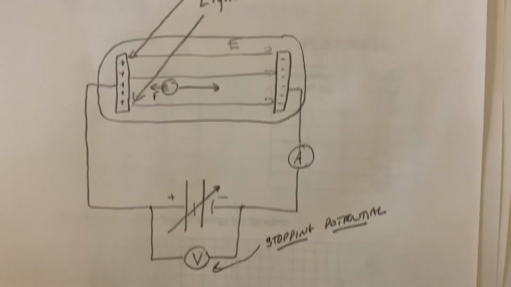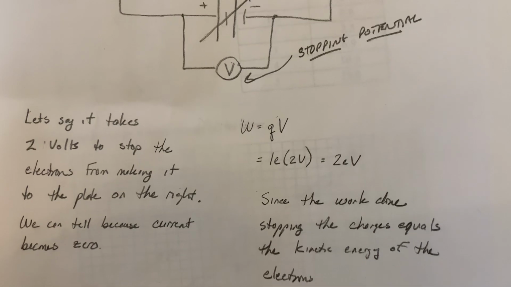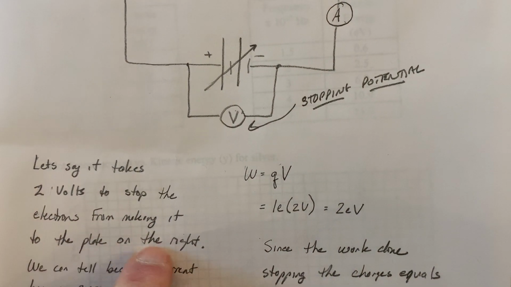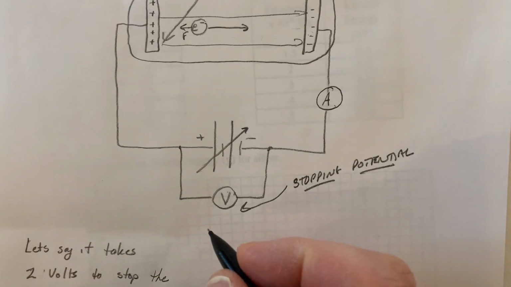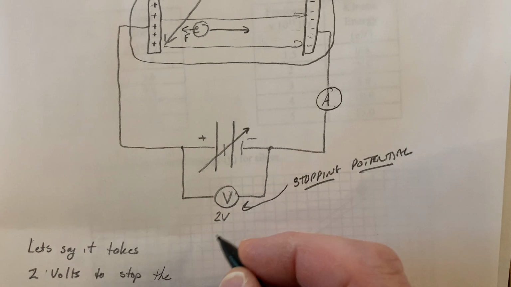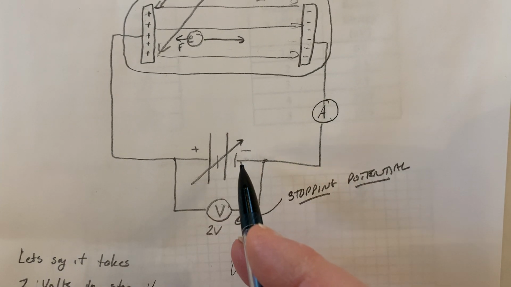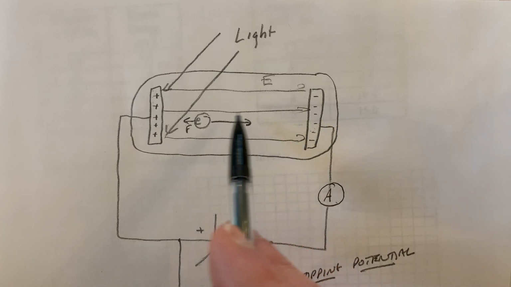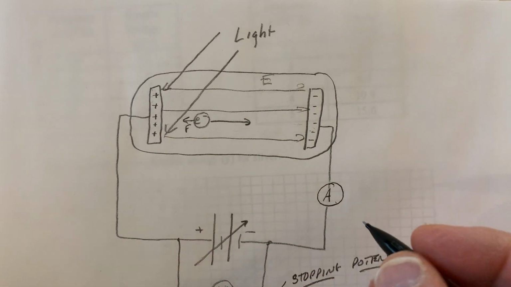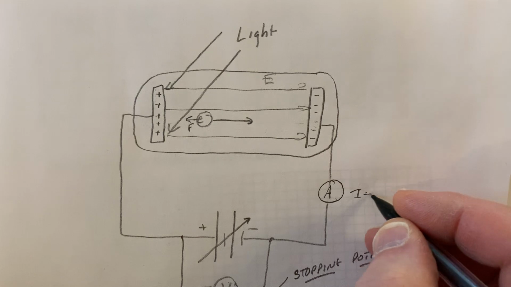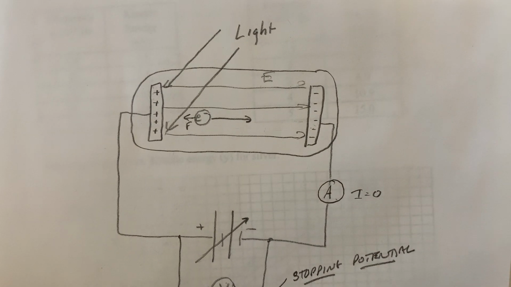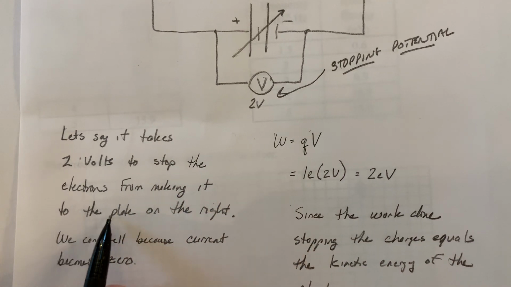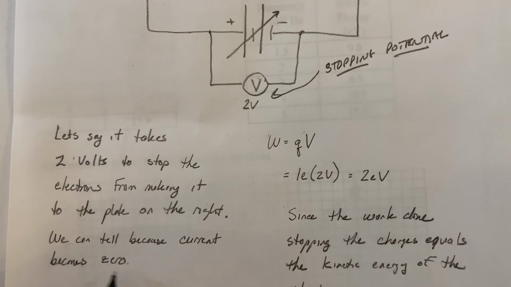All right, so let's say for argument's sake, it takes 2 volts to stop the electrons from making it to the plate on the right. So I've got this set at 2 volts right here. Positive this side, negative that side. The electrons come off, they slow down, and just never quite make it to that negative plate. So my ammeter is going to read a current of 0. We can tell because the current's 0.